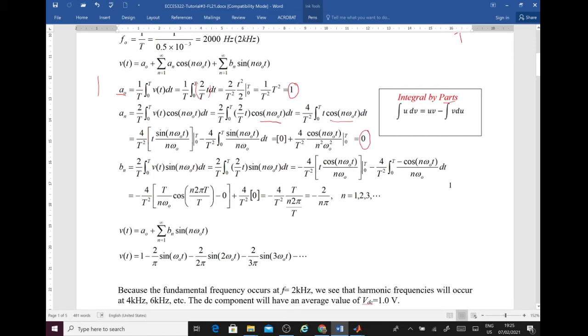For B_n, we can do the same procedure. We're going to have minus 2 over n pi, where n will be from 1 onward. Therefore, the function can be written as a DC component plus the coefficient for the sine wave.